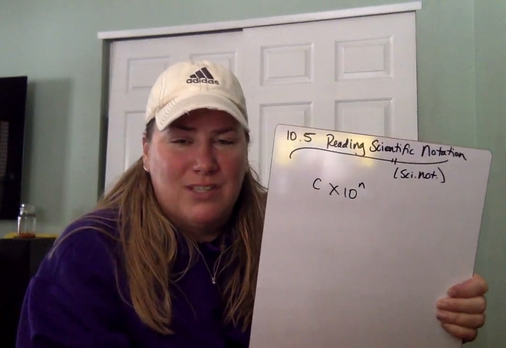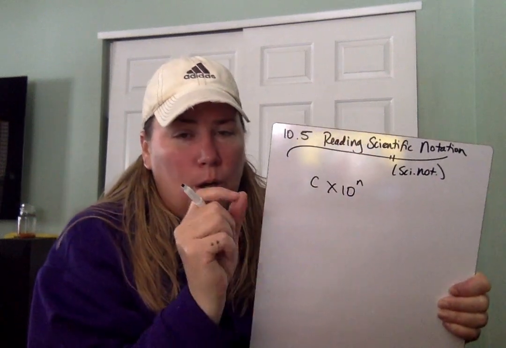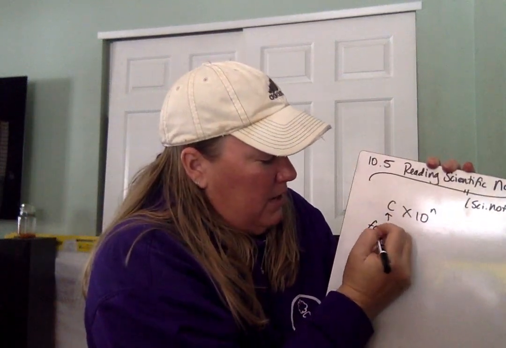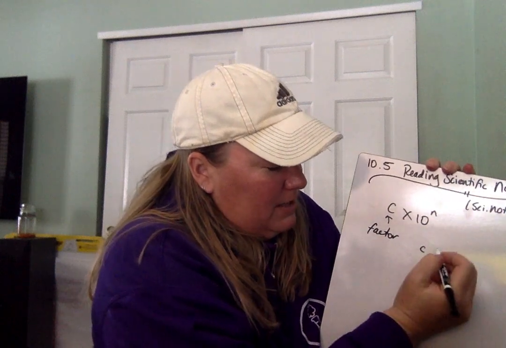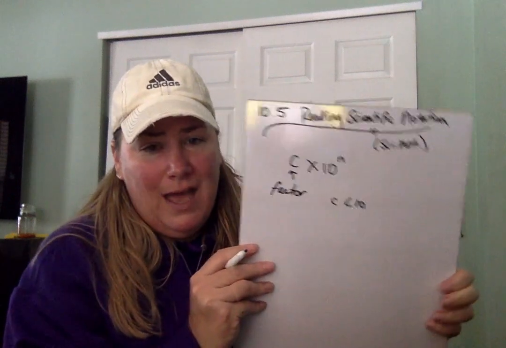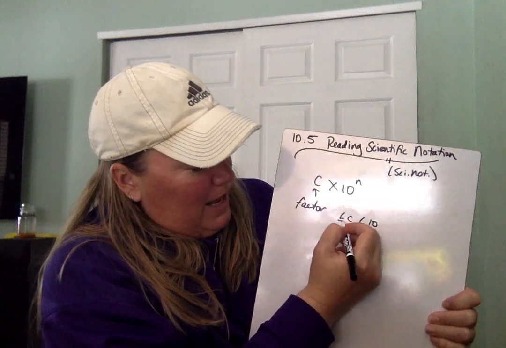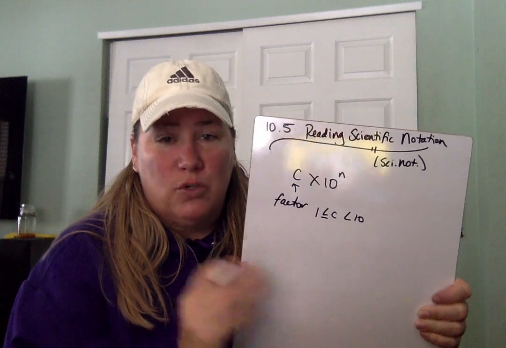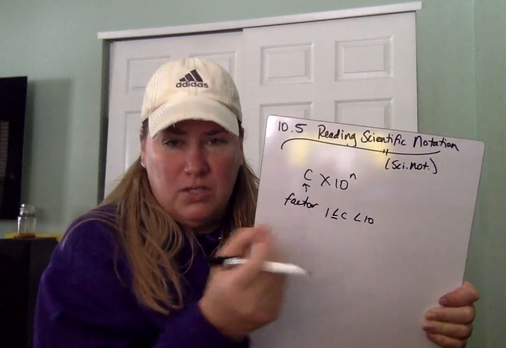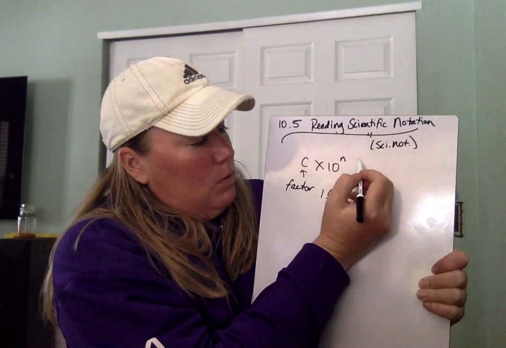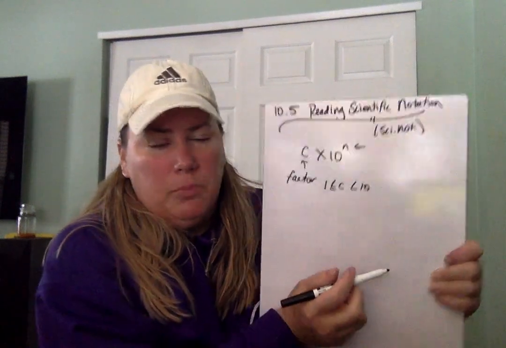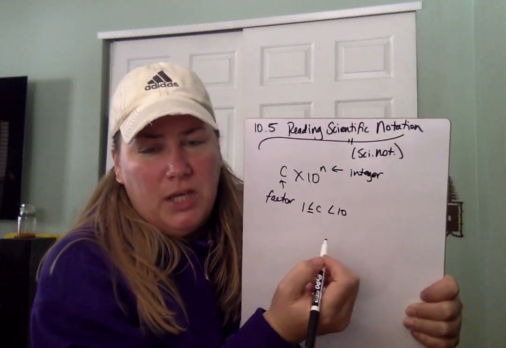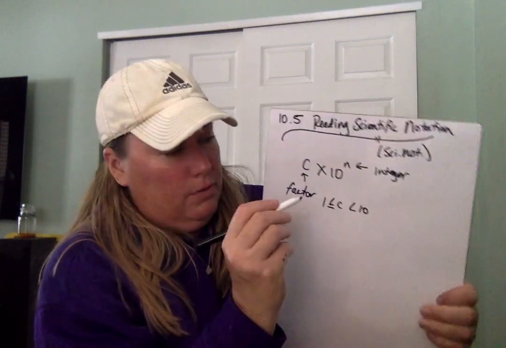C has to be a factor that's less than 10 and greater than or equal to 1. So this C has to be less than 10, and this C also has to be greater than or equal to 1. So basically you're looking at a number that's greater than or equal to 1, but also less than 10. Now, your n, your power, is an integer. So it can be positive, negative, or 0.